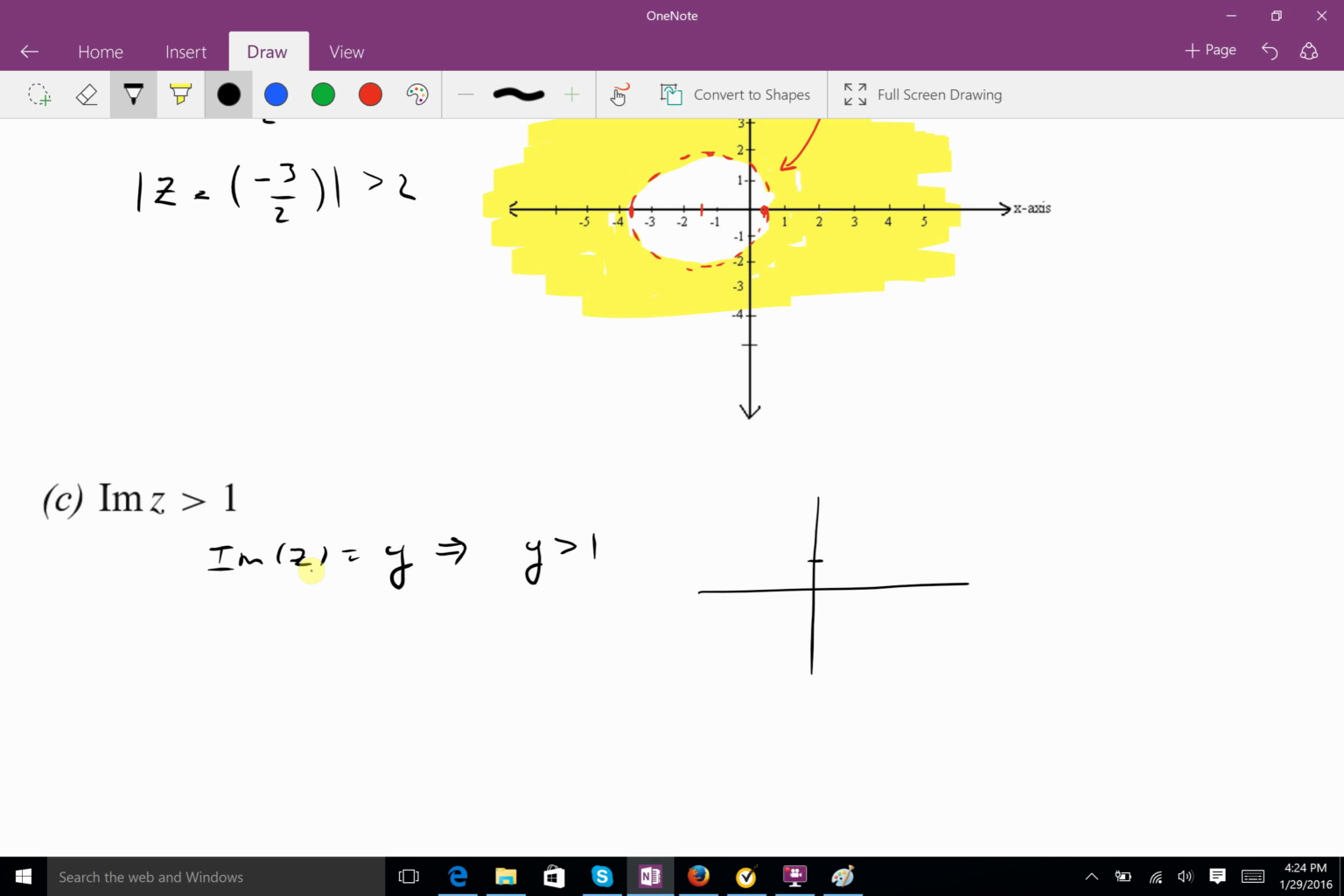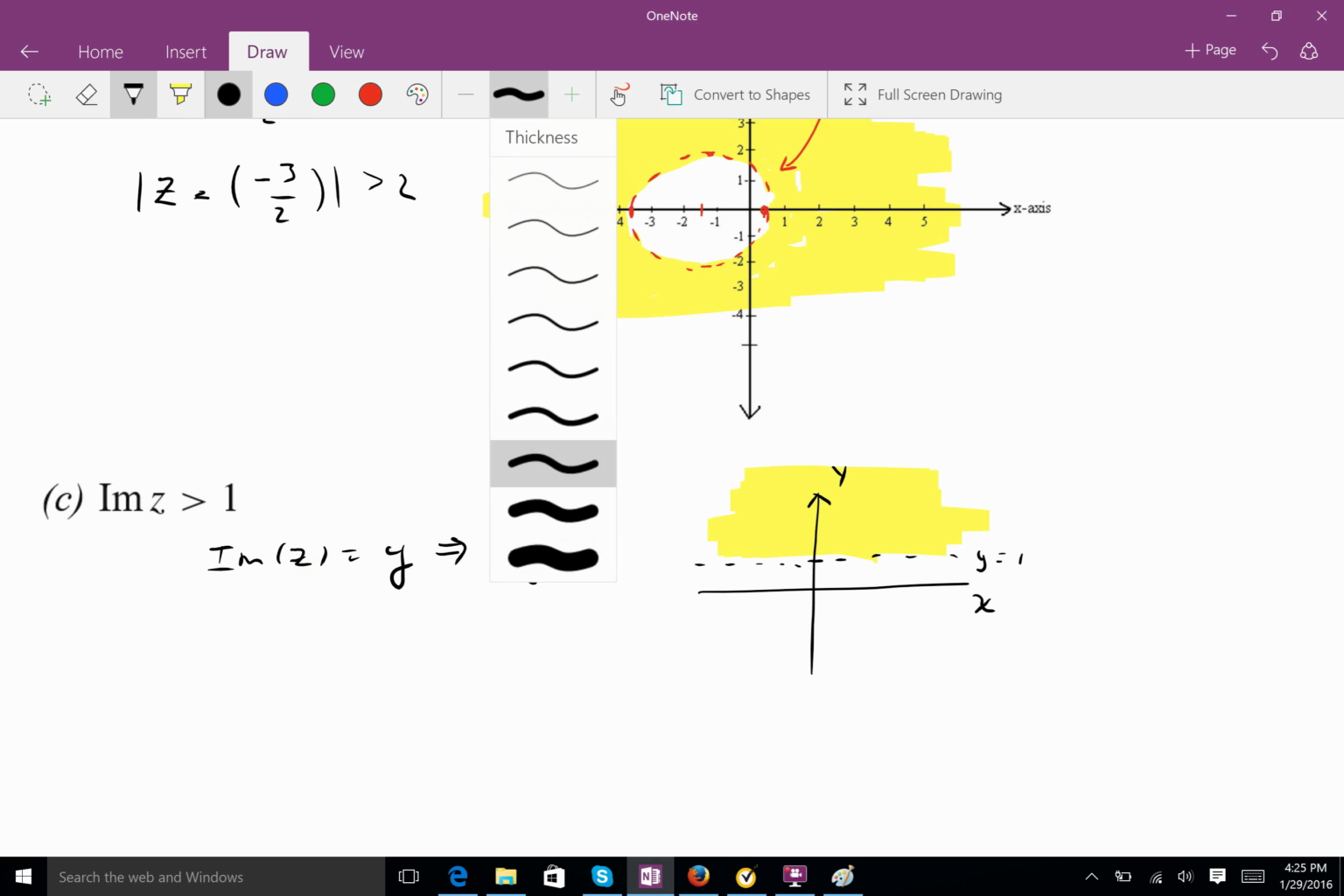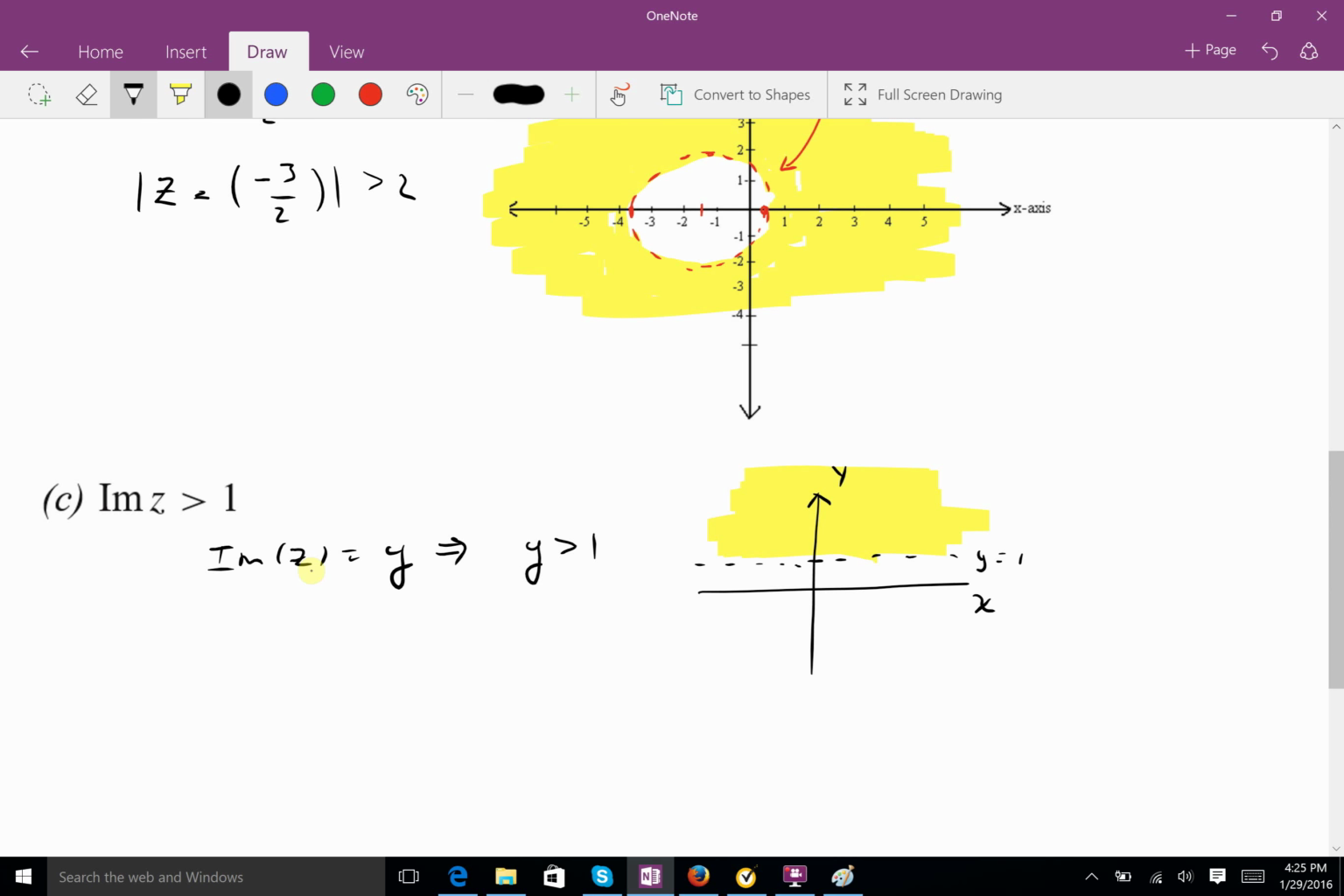I just take y equal to 1, and notice that I'm not going to graph the points where y is equal to 1, just the points above it, right? So again, I'm going to fill in everything above that line. But notice again, I have a dotted line because the line y equal to 1 is not included, okay? And let me make this really thick so it's clear. There we go.